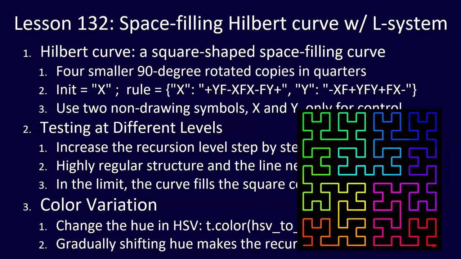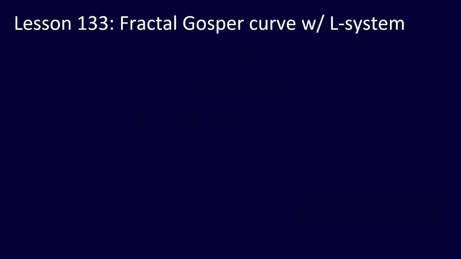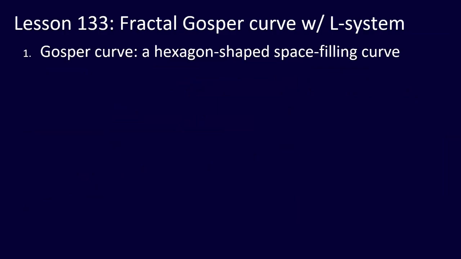We will see the third kind of space filling curve today, which is called the Gosper curve, or it's also called Flowsnake, which is a spoonerism of snowflake. Okay, let's do this. It's fun, I'm sure. Let's see. It's a hexagon shaped space filling curve.